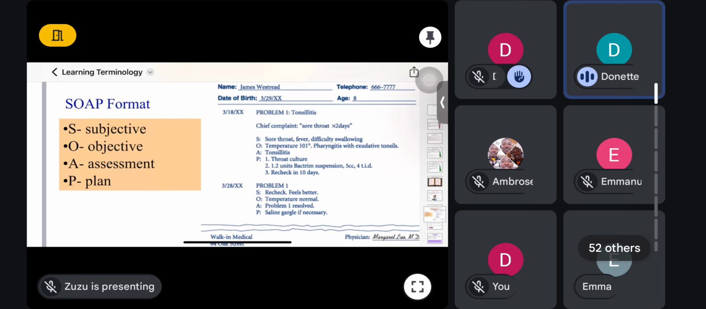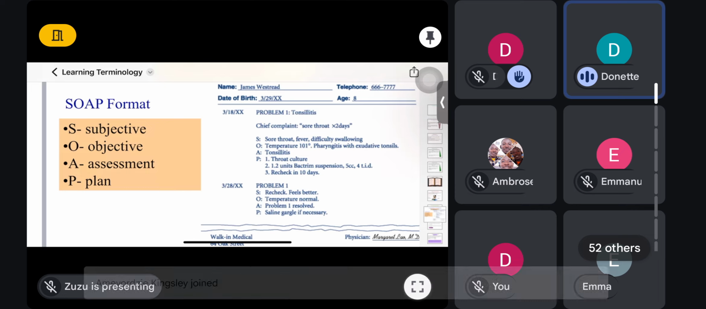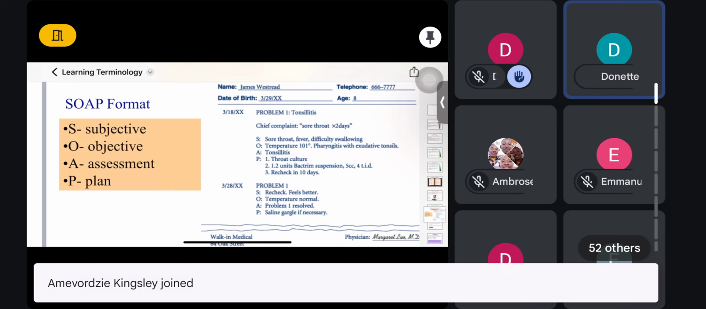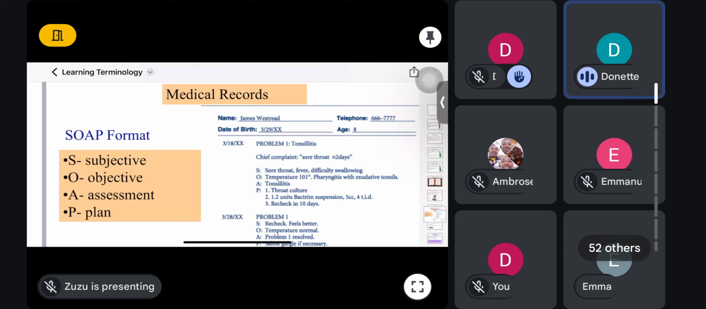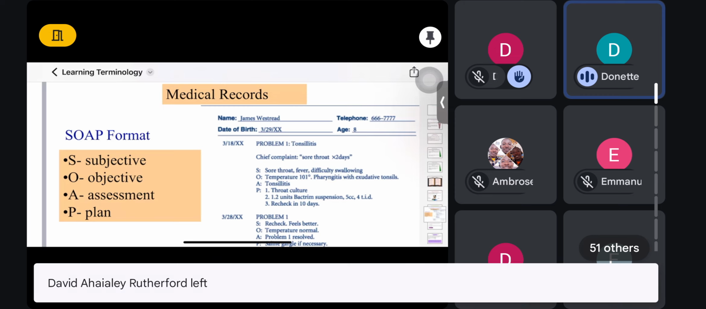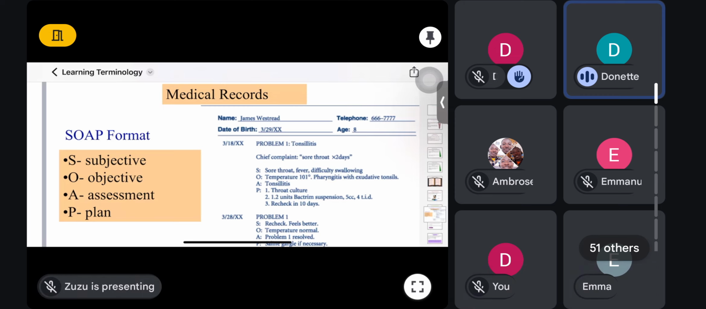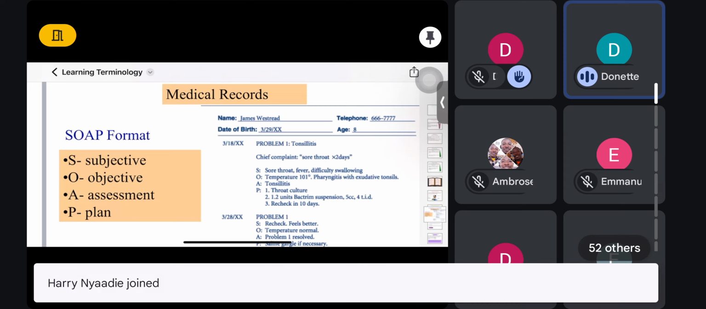So with the E at the end, the E is for evaluation. So you have the subjective assessment, you have objective assessment. The subjective is what the patient tells you that you cannot measure. And objective is what you are able to measure, like the blood pressure, the temperature, right? And somebody else can measure it and get the same thing. That is objective. And then the assessment is where you do the head-to-toe assessment, and then you have a plan of action.